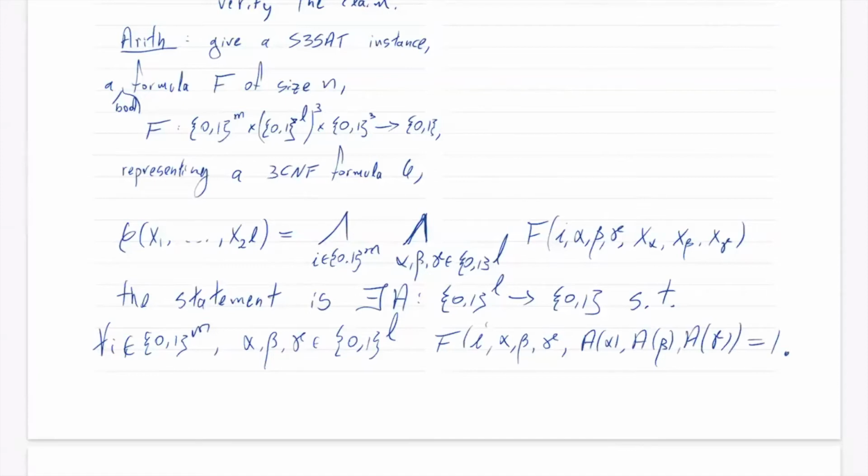Okay, so this is the starting point for the arithmetization. I want to take this statement, which is a statement about a Boolean formula, and transform it into a statement about polynomials. So are there any questions so far?